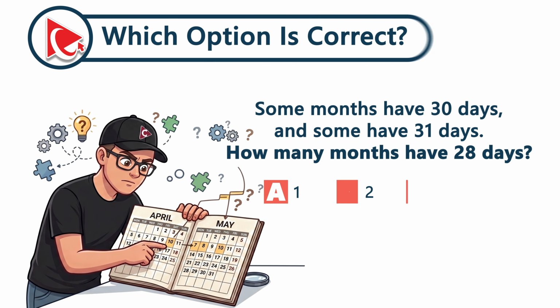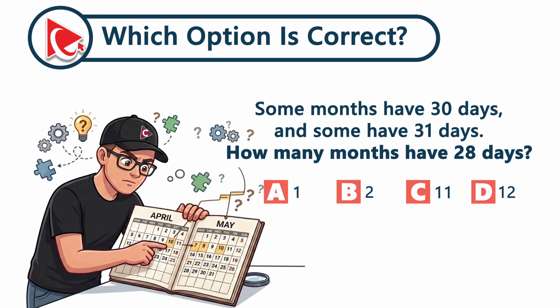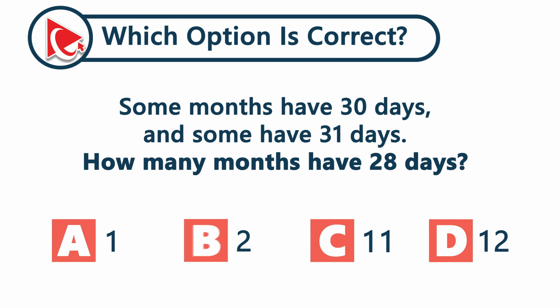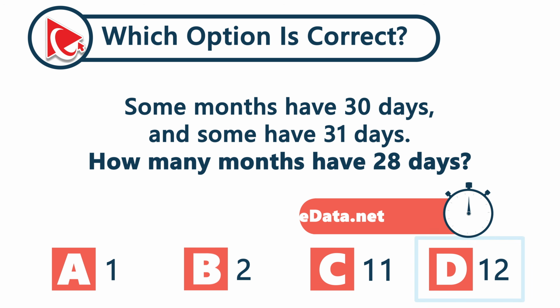This is one of those questions that makes your brain say, too easy, right before it falls into the trap. Some months have 30 days, and some months have 31 days. How many months have 28 days? A. 1, B. 2, C. 11, and D. 12.